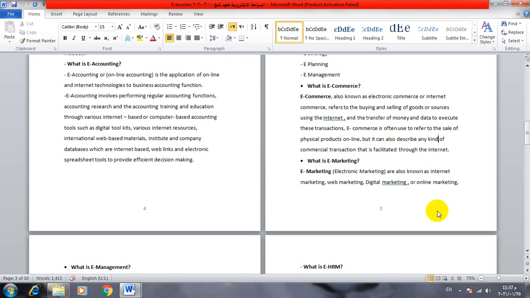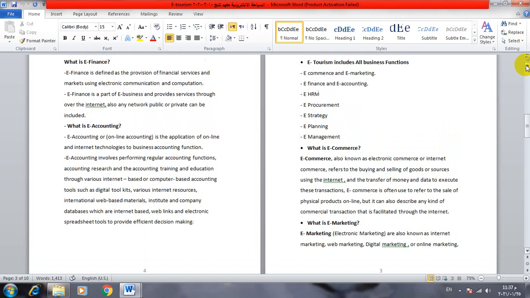What is e-marketing? E-marketing, or electronic marketing, is also known as internet marketing, web marketing, digital marketing, or online marketing. What is e-finance? E-finance is defined as the provision of financial services and markets using electronic communication and computation. E-finance is a part of e-business and provides services over the internet. Also, any network, public or private, can be included.